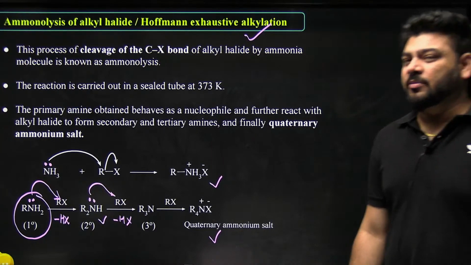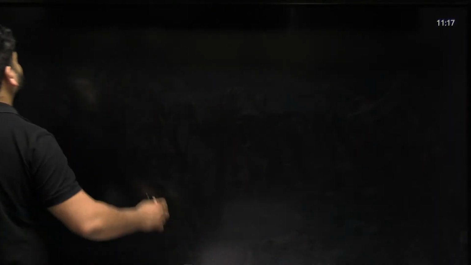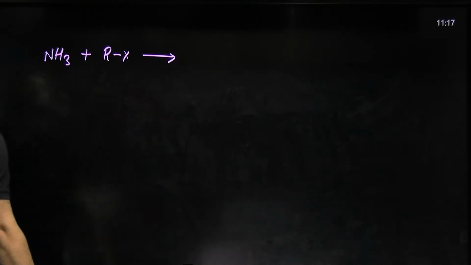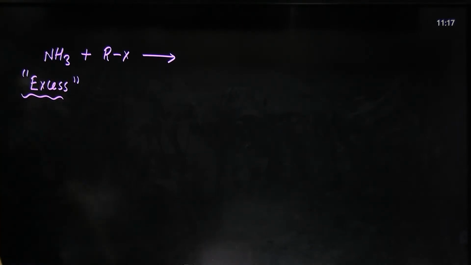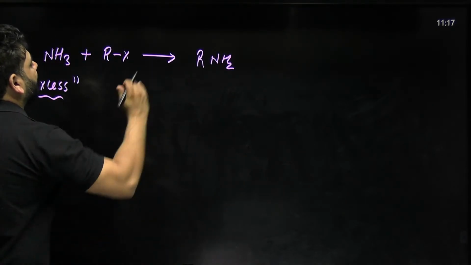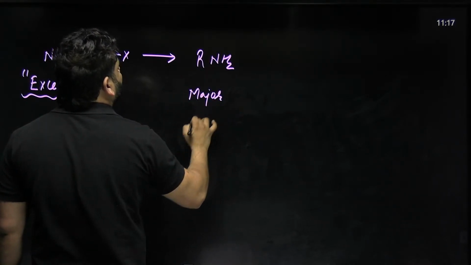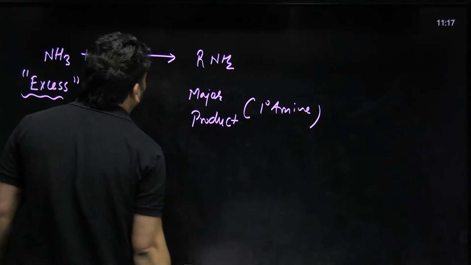There is a very important part about this reaction that I want to give you. There could be two possibilities. If we are reacting RX and NH3, and let us suppose we are taking ammonia in excess, what will be happening? At the very first, it will be producing RNH2. And now this RNH2 doesn't have any further RX to attack upon. So this will be formed as a major product. This is your major product, and what is your major product? It is 1 degree amine. That's a very good part of this reaction I'm telling you.